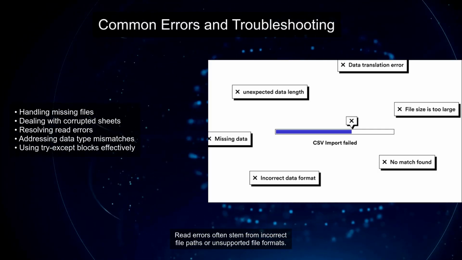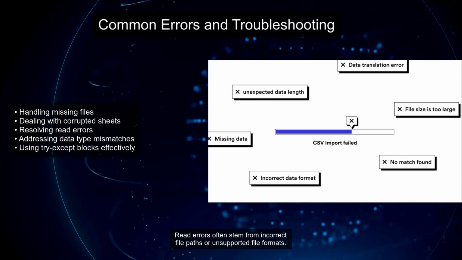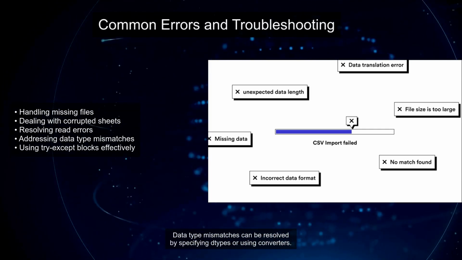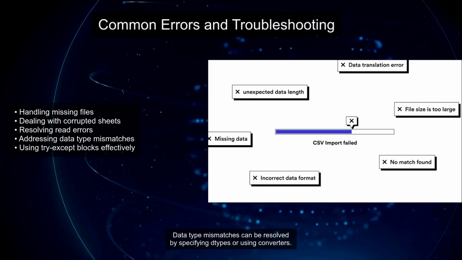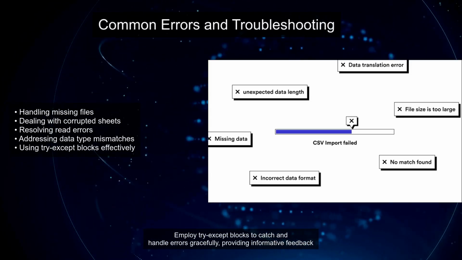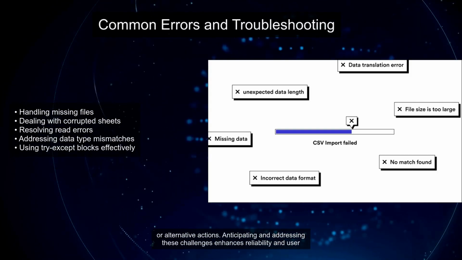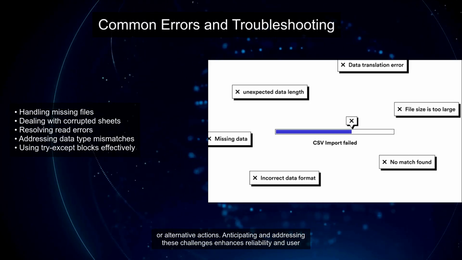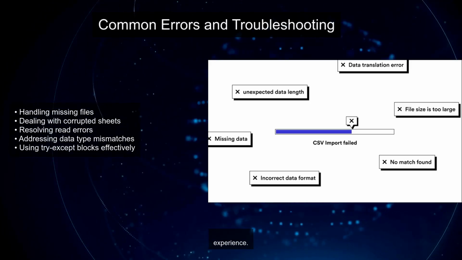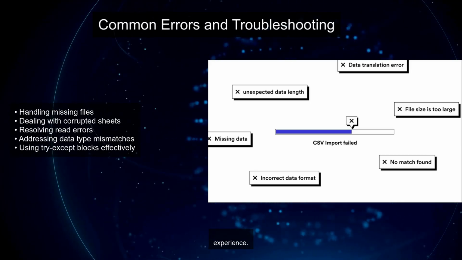Read errors often stem from incorrect file paths or unsupported file formats. Data type mismatches can be resolved by specifying dtypes or using converters. Employ try-except blocks to catch and handle errors gracefully, providing informative feedback or alternative actions. Anticipating and addressing these challenges enhances reliability and user experience.